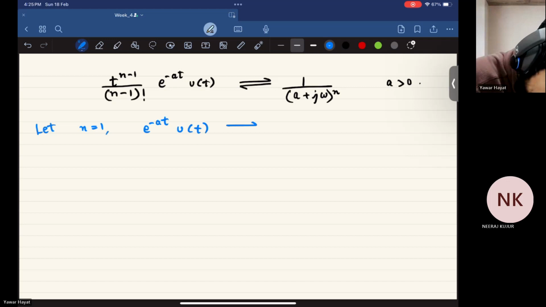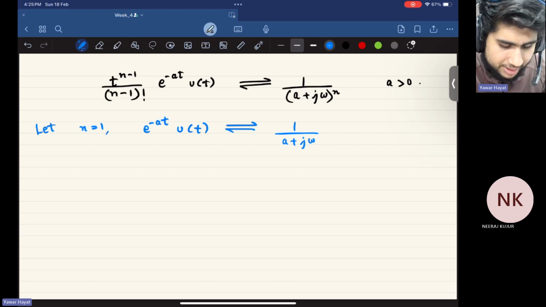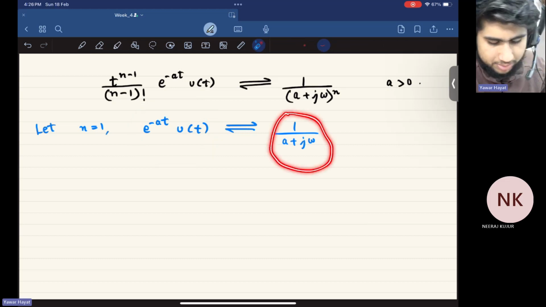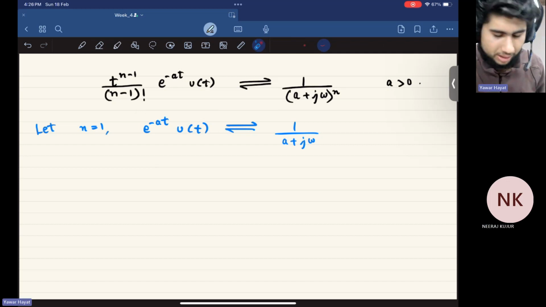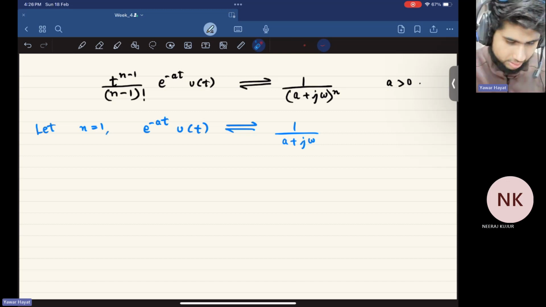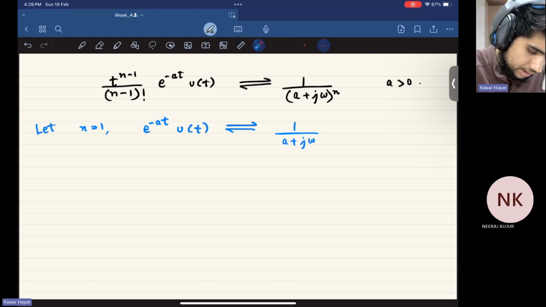That is 1 by a plus j omega, and that is actually a standard result. The Fourier transform of e to the power minus at u of t is 1 by a plus j omega. If you are not aware of this, you can go through the week's lectures, Neeraj, and we'll come to this conclusion. So this is something that holds good.